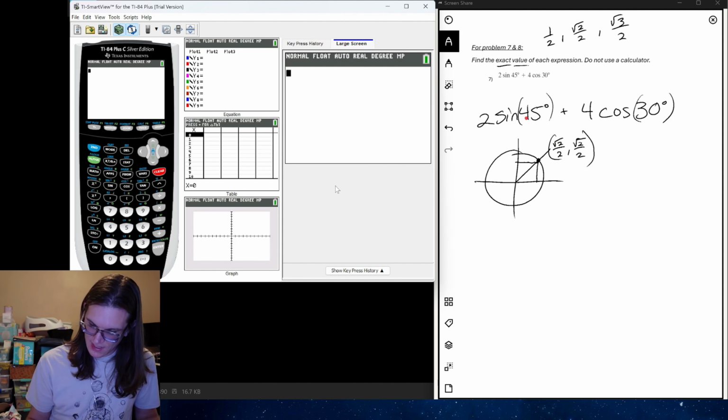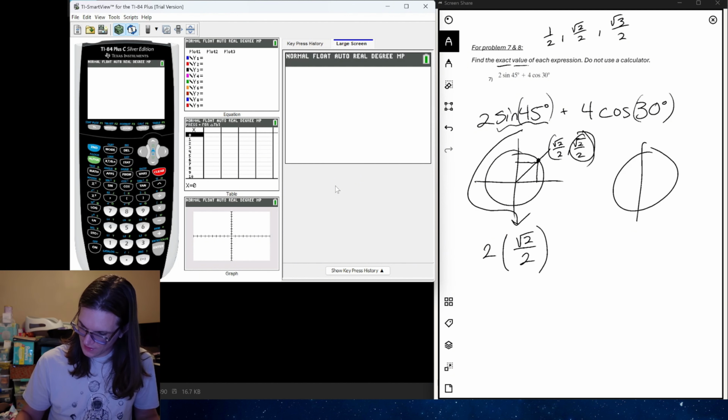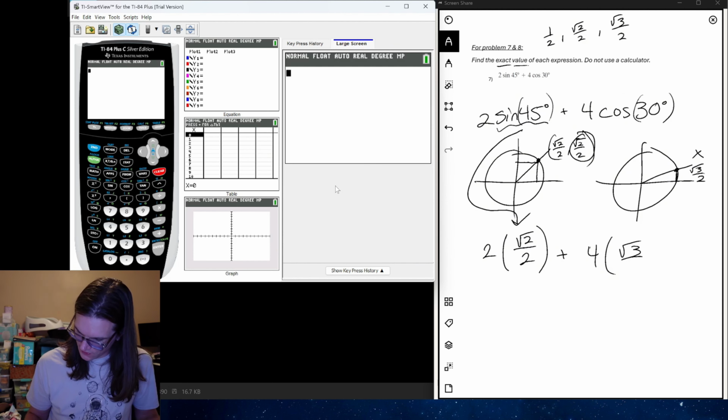So we have sine of 45 degrees, which is the y-coordinate, 2 times sine of 45 degrees. And we'll do another one right here, even though I already have a unit circle, just to show you how easy it is to do one quickly. 30 degrees here. We've got a long x, so that's going to be a root 3 over 2 for the x coordinate, which is what cosine is. So plus 4 times root 3 over 2.